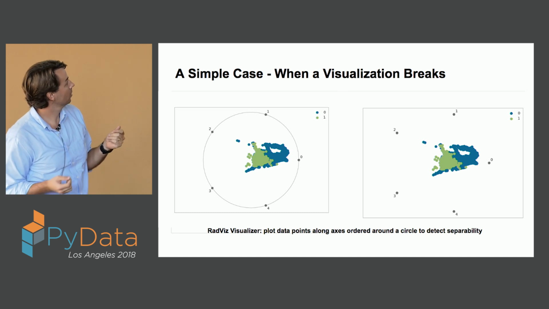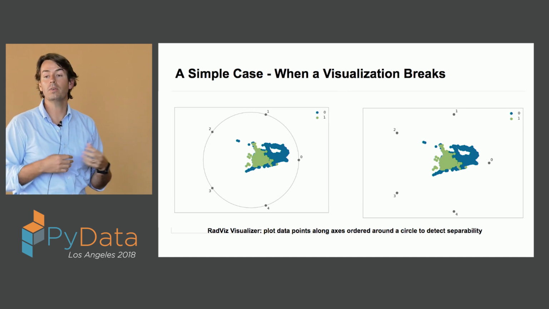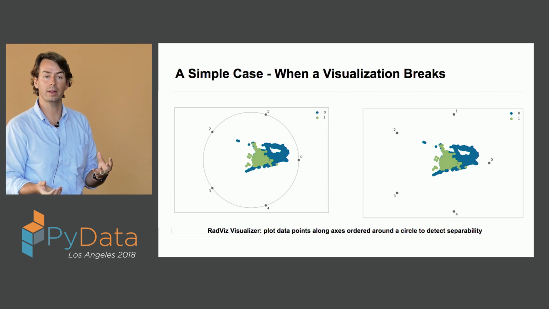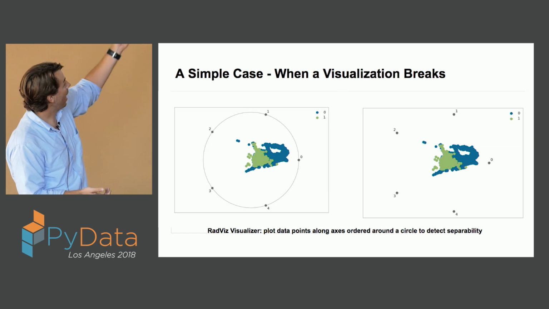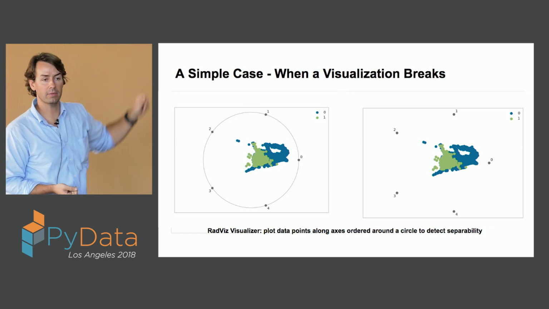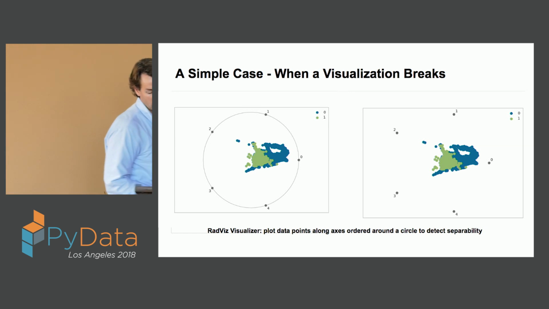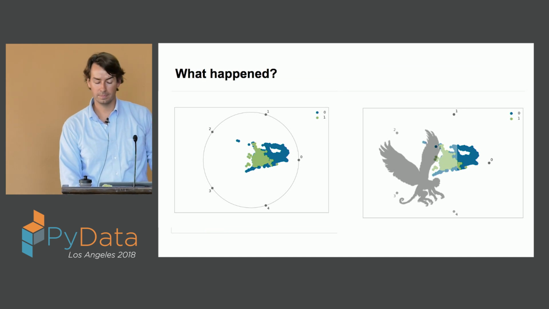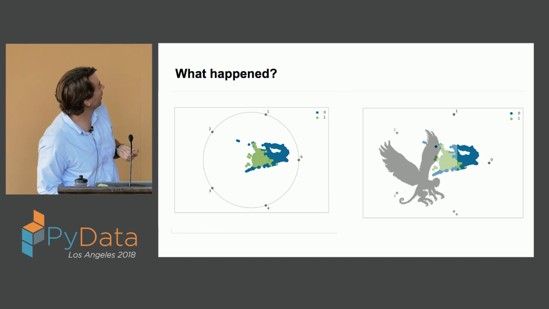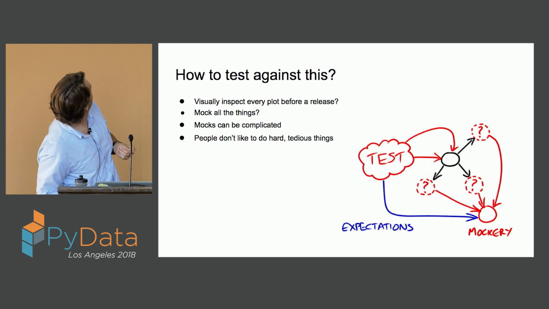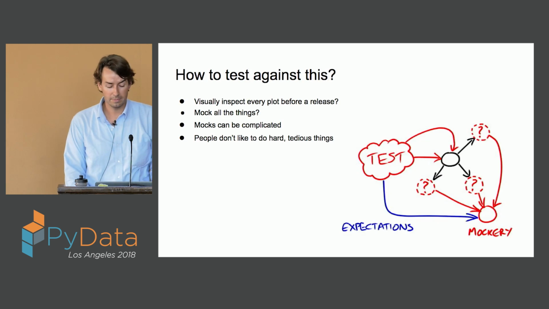And the question is, if you have 30 visualizers or you have a massive data product, you can't go and visually inspect every single one to make sure it works. So what happened? Well, there's a bug, a flying monkey got in our code there. So how to test against this?